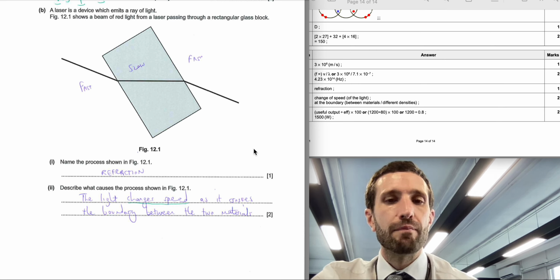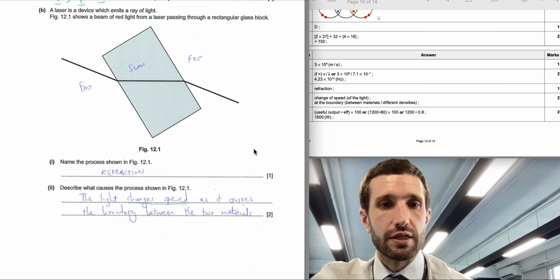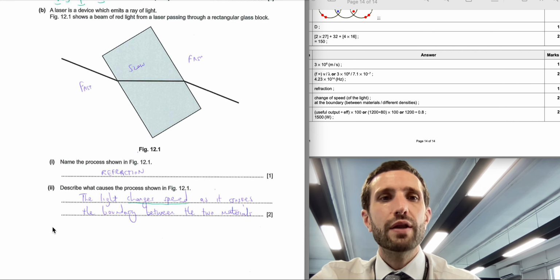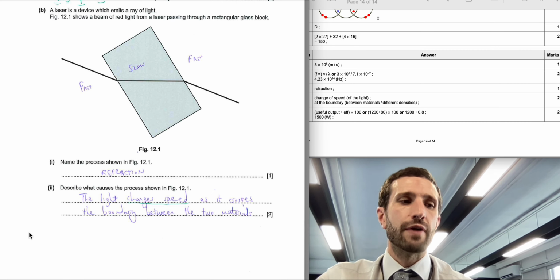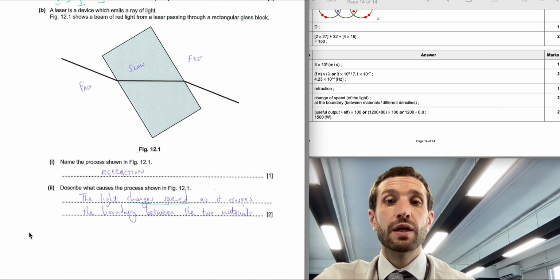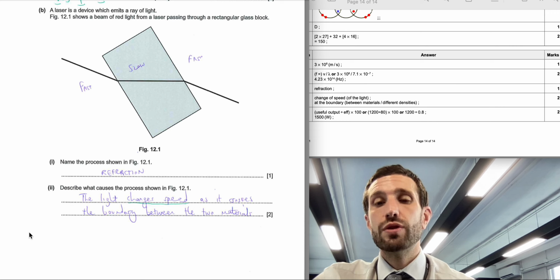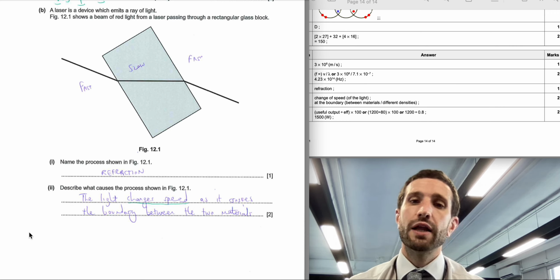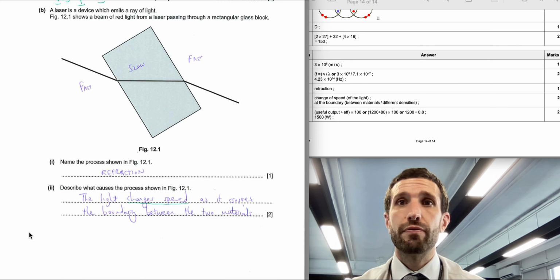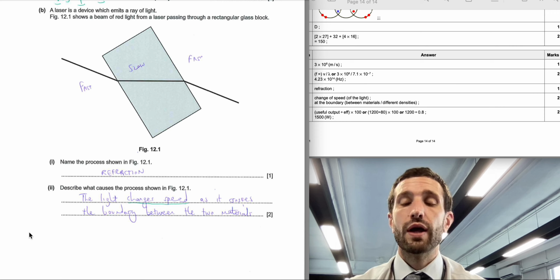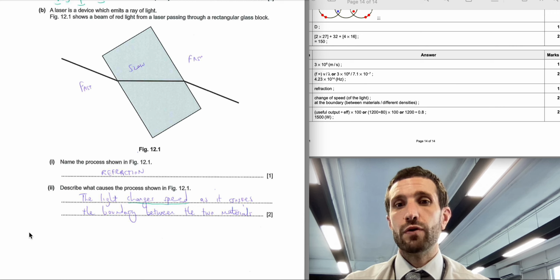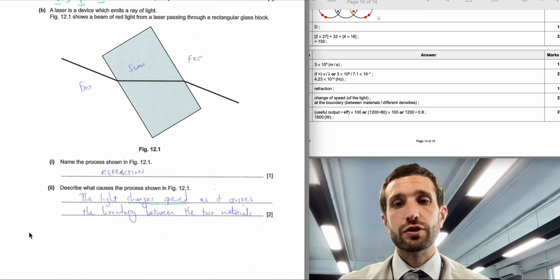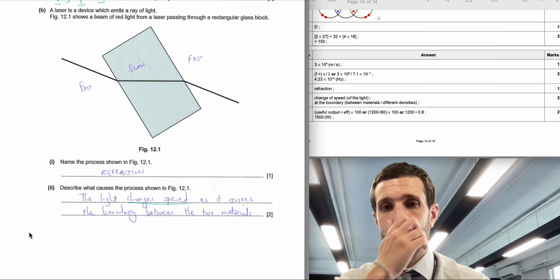We've got a couple of marks later to describe what causes this. Well, the point being here is that when you do refraction, you change your direction, and that direction change is to do with the fact that the speed is different in each of these materials. And you can imagine this with an analogy: if you were to walk, and one of your legs were to become slower than the other, you would change your direction. That's exactly what's happening with light.